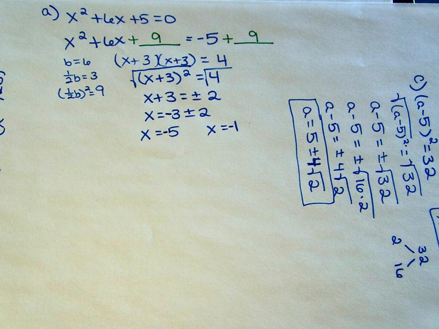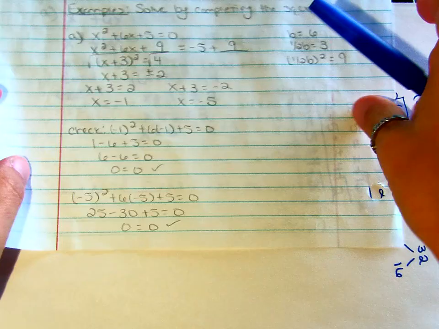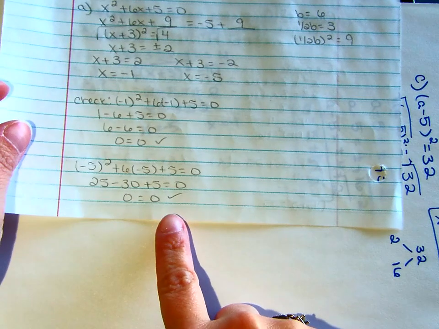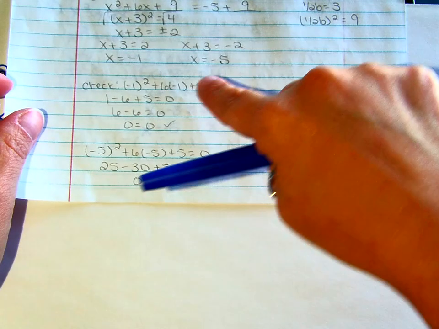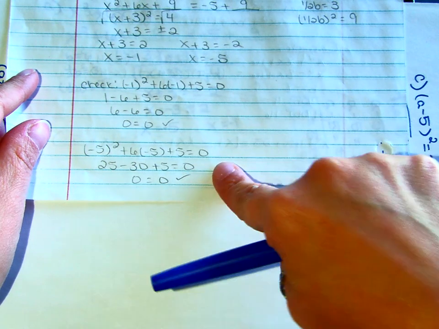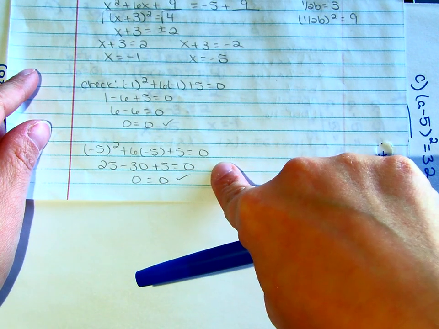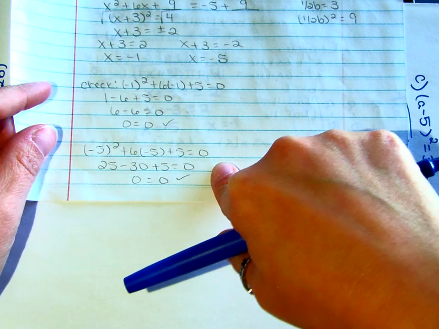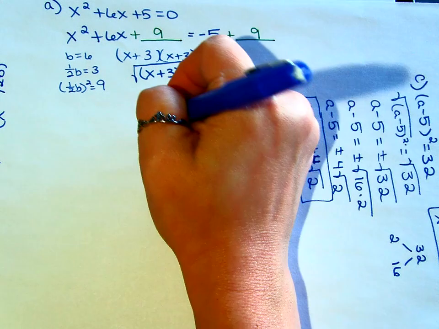Now, at this point, you would want to check. Make sure that -5 and -1 actually do work in the original problem. And they do. There's me checking the -1, and I get 0 equals 0, which is golden. Here, I'm checking -5, and I get 0 equals 0, so that's golden. So they do both work, and these would be the 2 final solutions for x.